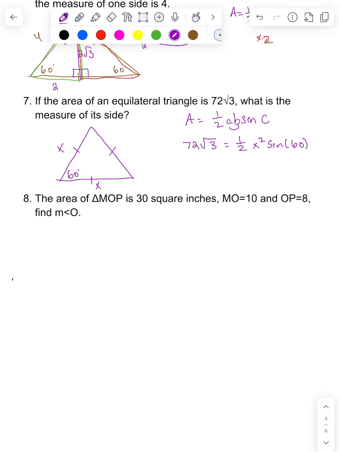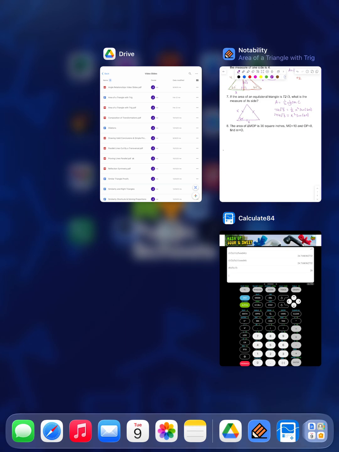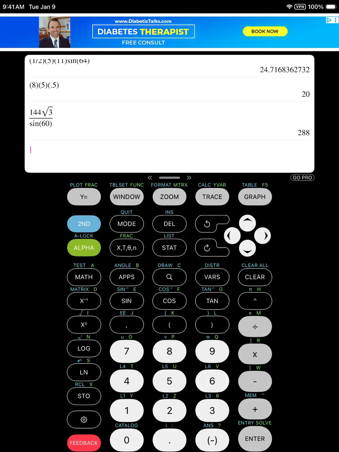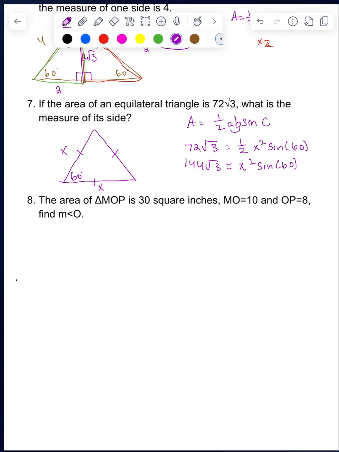So I'm just going to solve. So first I'm going to get rid of the 1/2 by multiplying by 2 on both sides. So that's 144 radical 3 equals x squared sine of 60. Then I'm going to divide by sine 60 on both sides. So 144 radical 3, I should use the fraction bar, divided by sine of 60. And that's 288. It works out nicely.